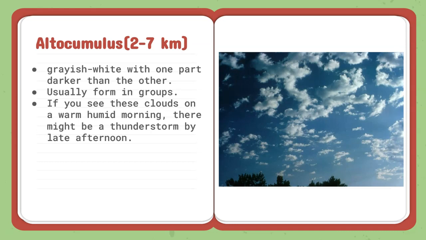If you see these types of clouds on a warm, humid, or muggy morning, there might be a thunderstorm in the afternoon. So these clouds can predict a thunderstorm in the afternoon, depending on when they're in the sky.